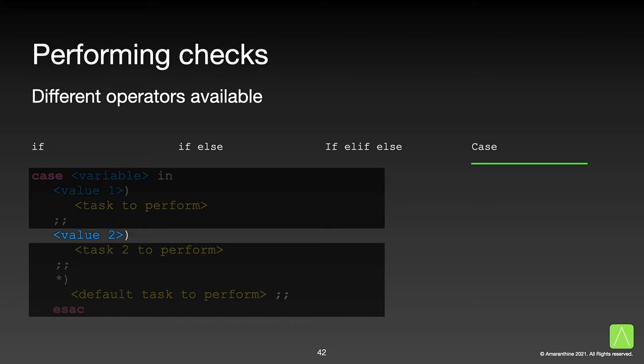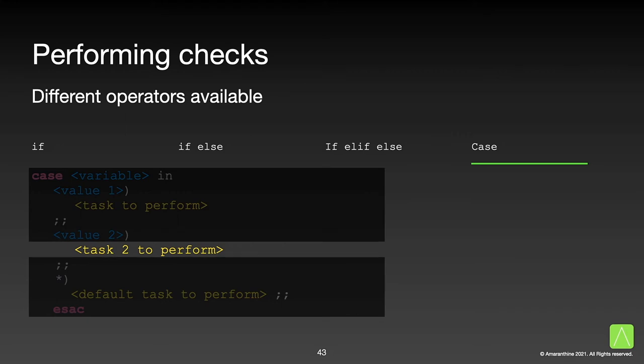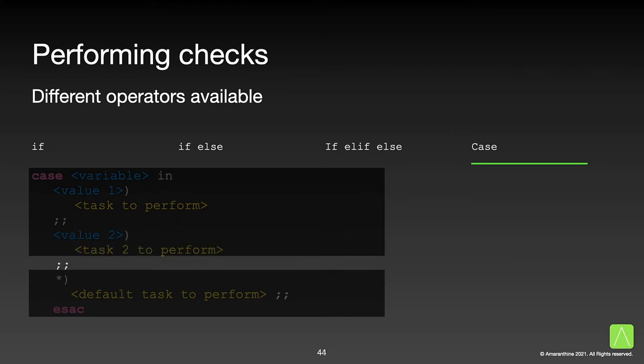We repeat the same thing with more options, for each value with a round bracket after it, followed by tasks to be performed if that value is present in the variable. All those tasks always end with two semicolons.